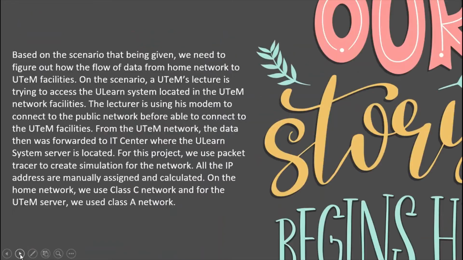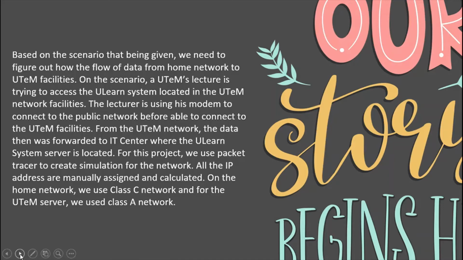Introduction. Based on the scenario that has been given, we need to figure out the flow of data from the home network to UTEM facilities. In the scenario, a UTEM lecturer is trying to access the ULAN system located in the UTEM network facilities. The lecturer is using his modem to connect to the public network before being able to connect to the UTEM facilities. From the UTEM network, the data is then forwarded to the IT center where the ULAN system server is located.